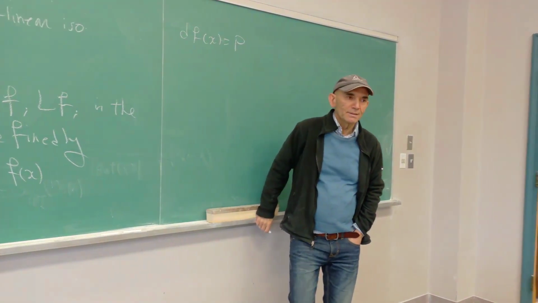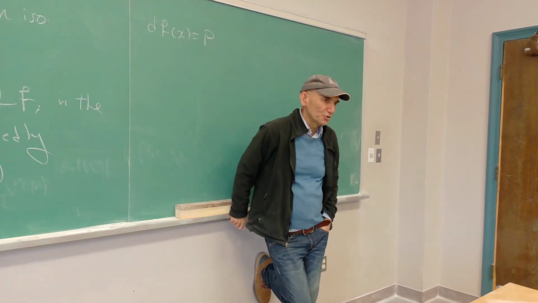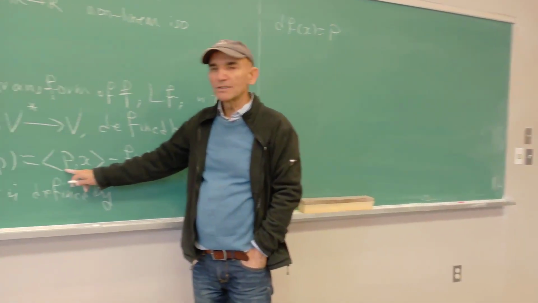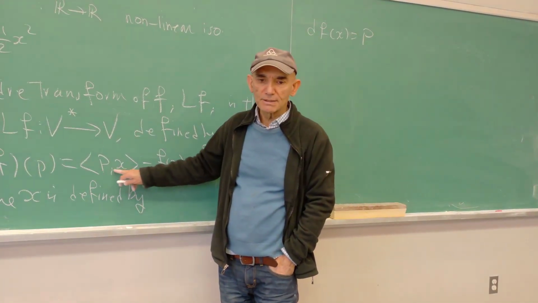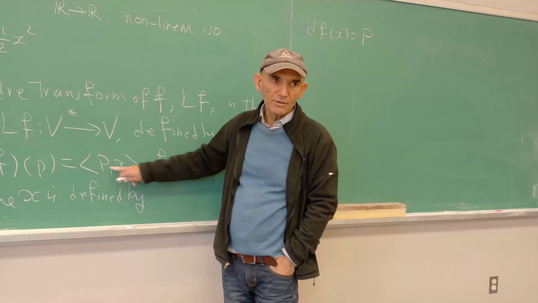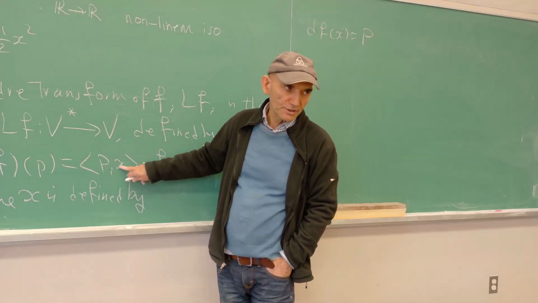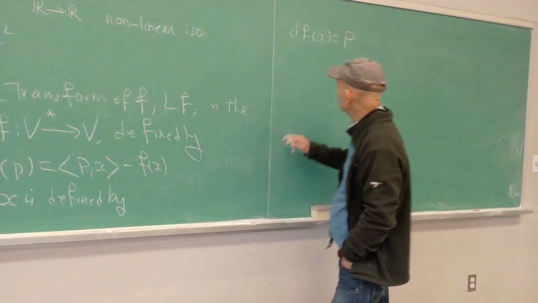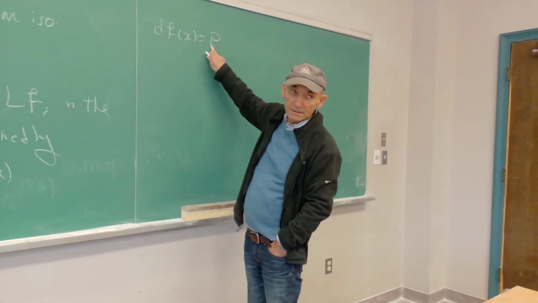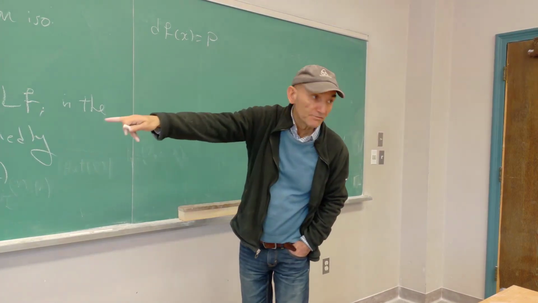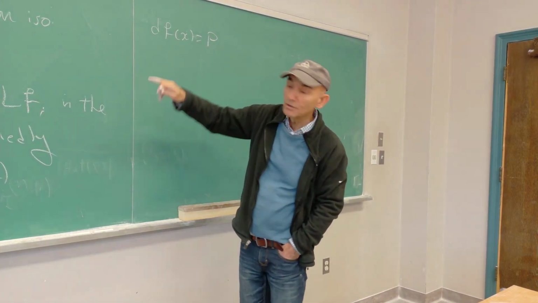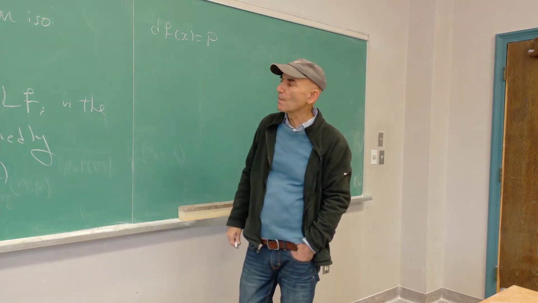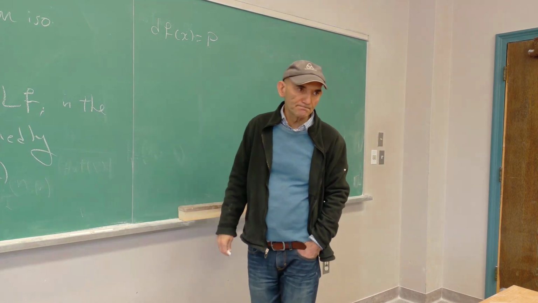It's quite a strange definition, right? First of all, what does this mean? This is a covector and this is a vector. We evaluate this linear functional on this vector, so this is a number. And then we evaluate f at the solution of this equation. For each p there is an x, because we assume that it's a diffeomorphism, or isomorphism. So this is the Legendre transform.